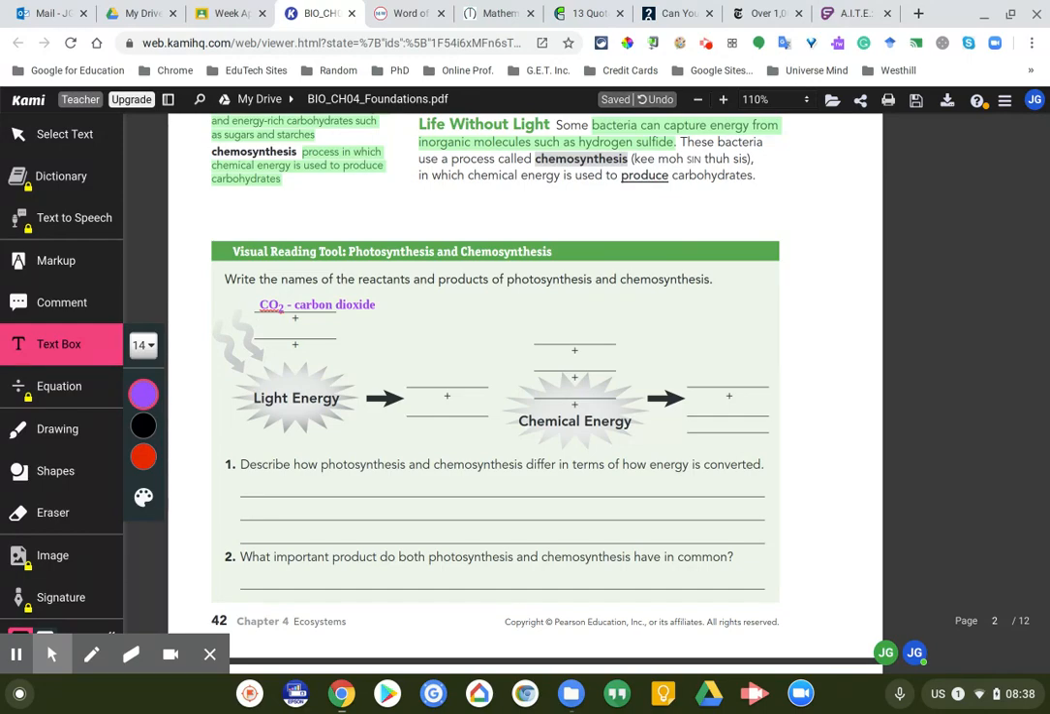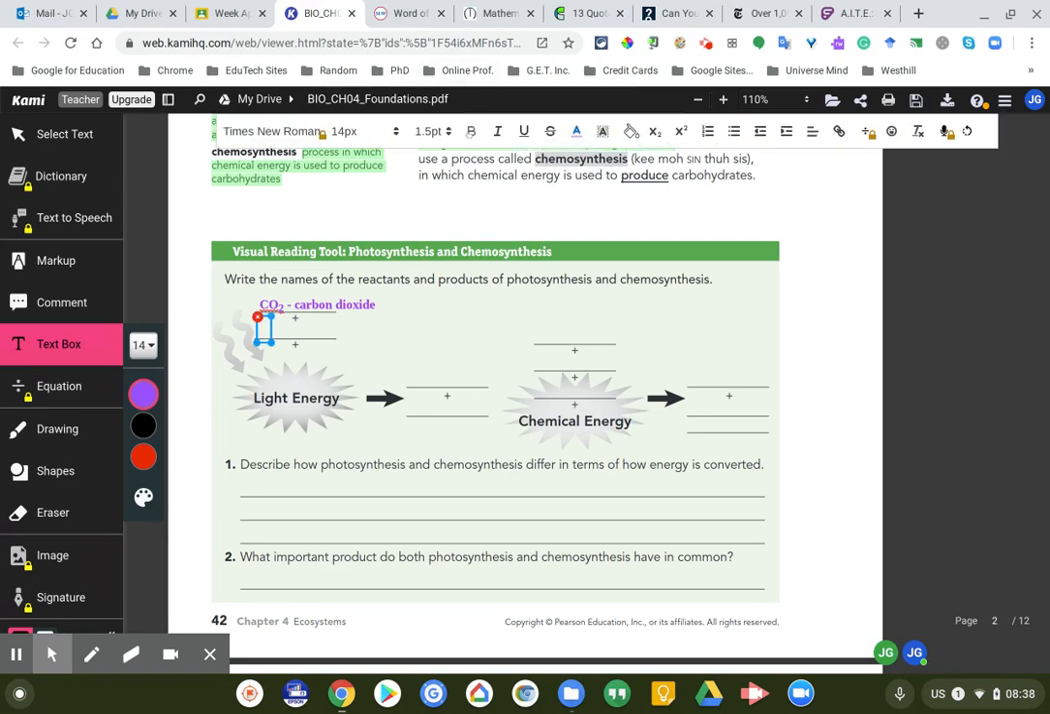All right, cool. Let me write what photosynthesis uses. Okay, so it uses carbon dioxide, and it also uses H2O, otherwise known as water. Okay, so we have H subscript 2 O, and that's water, and it's also kind of a little bit of satire here. Dihydrogen monoxide.